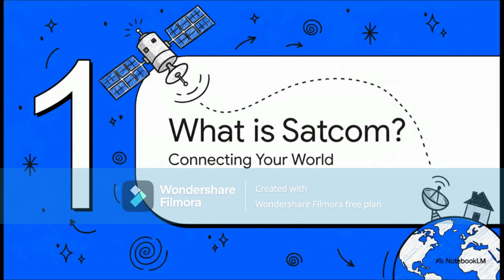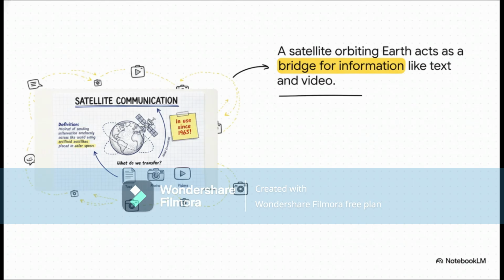Let's break down the basic idea. This image really nails the core idea. Just look at it. Think of that satellite circling the Earth as this super high-tech bridge up in space. And what's zipping across that bridge? Information. We're talking everything from the texts you send, your photos, even live videos. It's all beaming from one side of the planet to the other in, like, the blink of an eye.